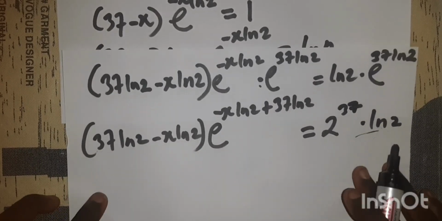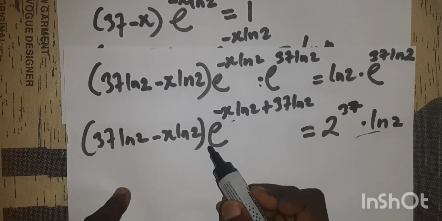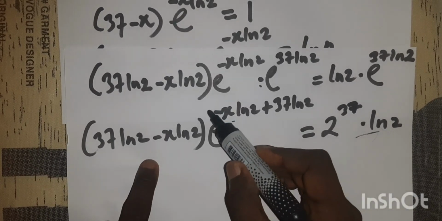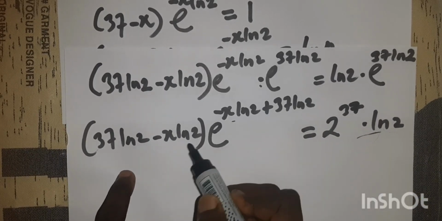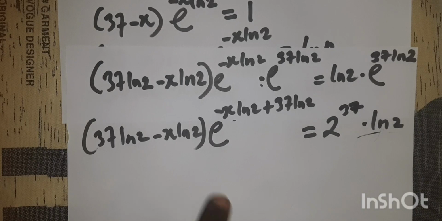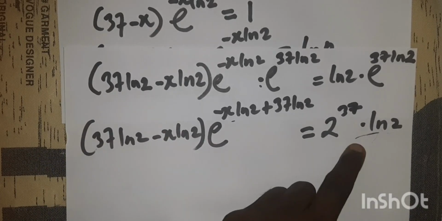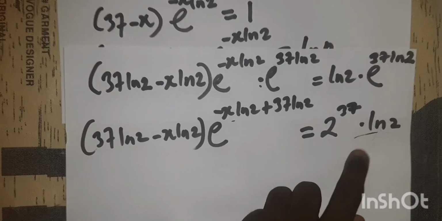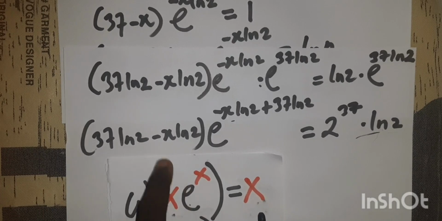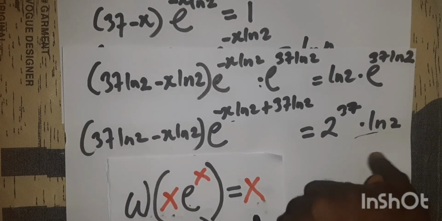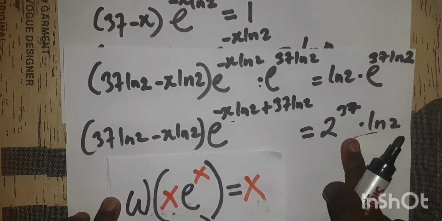So continuing, finally this power and the coefficient are now the same. So this is what I want. I have minus x ln of 2 plus 37 ln of 2. Here I have minus x ln of 2 plus 37 ln of 2. I can now apply the Lambert W function on the left hand side, but I need to have the same form here too to make my work easy. So successfully we have this form on the left hand side. I need to have this form on the right hand side also. So let me now focus on the right hand side and manipulate the right hand side also.